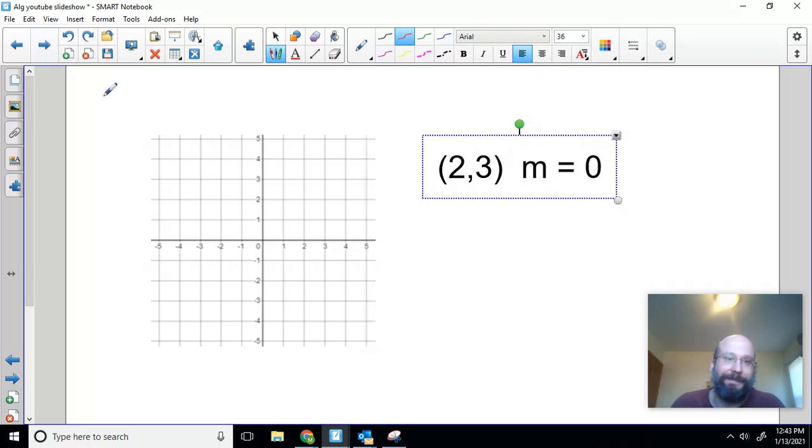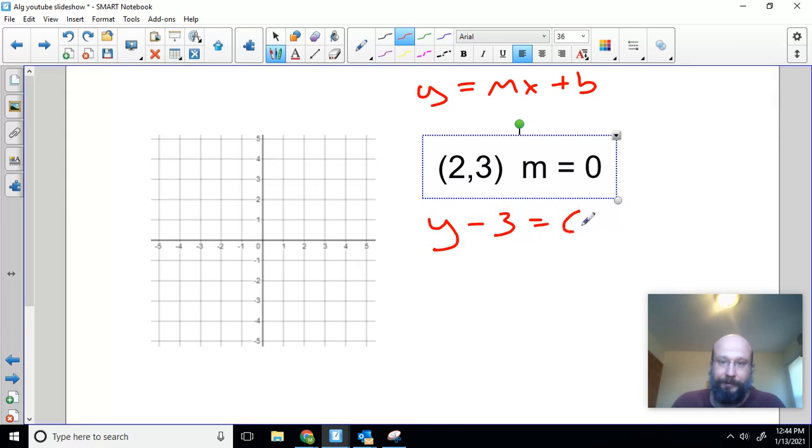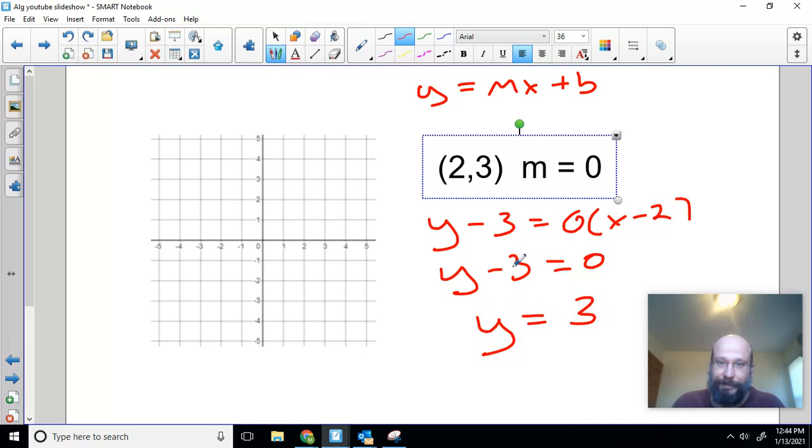The last problem that you might see is something like this, where it asks for the equation, the y equals mx plus b, based on the slope and the point. So you could do all of the math, right? y minus 3 equals 0 times x minus 2, and you'll come up with y minus 3. All of this is going to be 0, and then y equals positive 3, because you have to move this over. You can do all that math, and that's fine when the slope is 0.